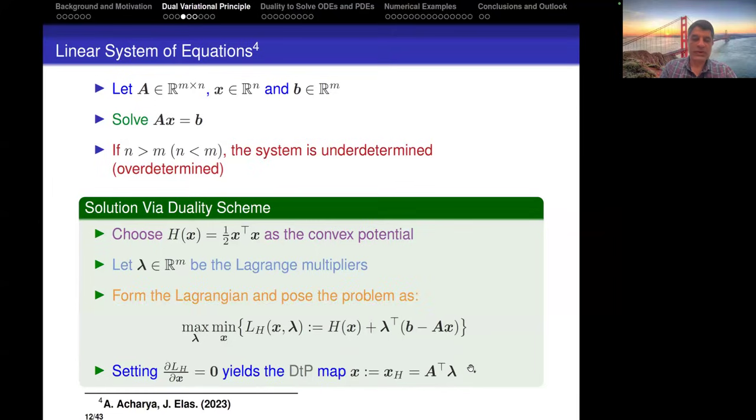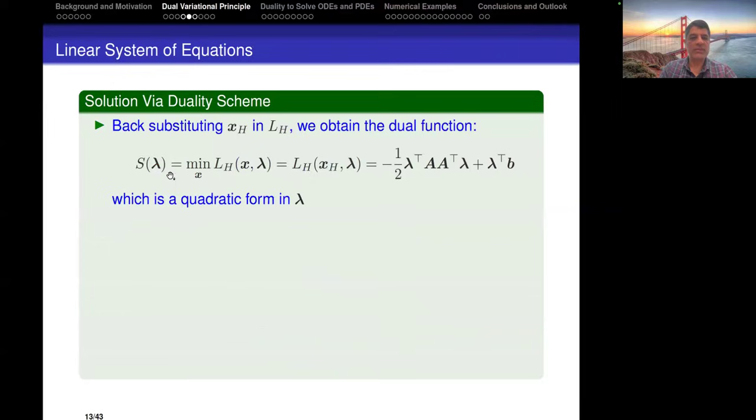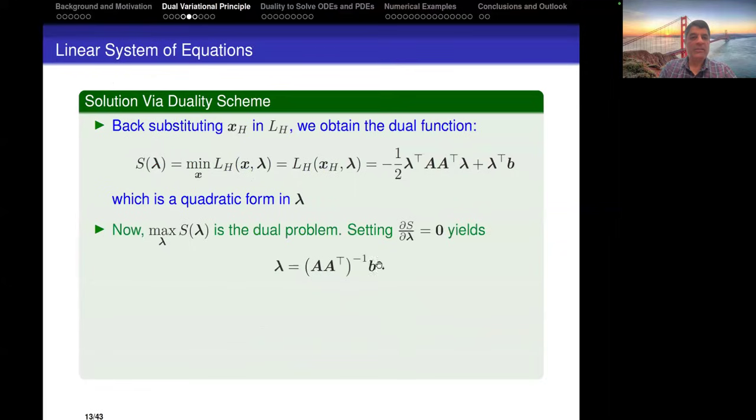So now what I'm going to do in the next slide is plug this back into this. And that will define my S. So now S of lambda is the action, so to speak, is min of LH(x, lambda). And now I have solved for x from the previous slide. So I plug that in here and I get this. So now this is a quadratic form again, but in terms of lambda. And now max of S is the dual problem. And you set del S by del lambda equal to 0. And that will give you this lambda solution. Lambda is equal to (AA transpose) inverse times b.